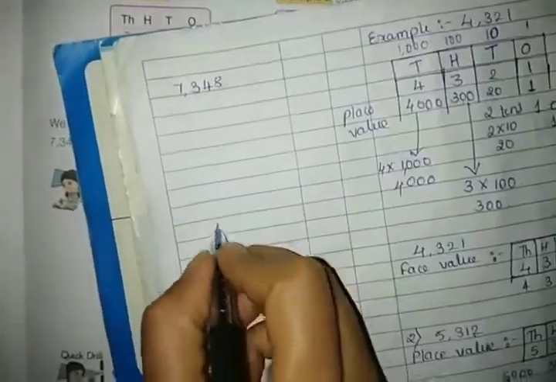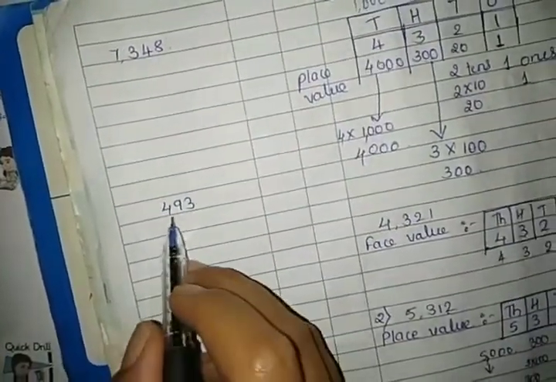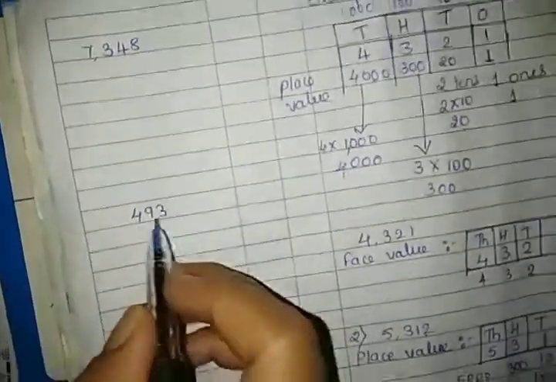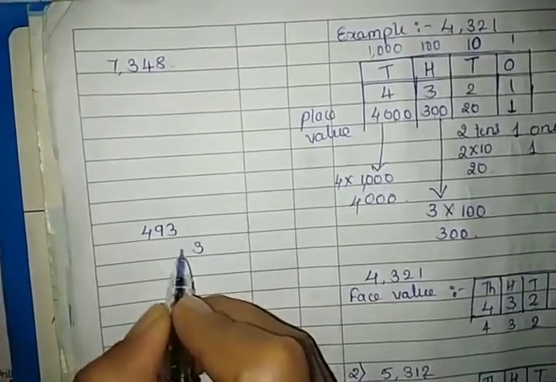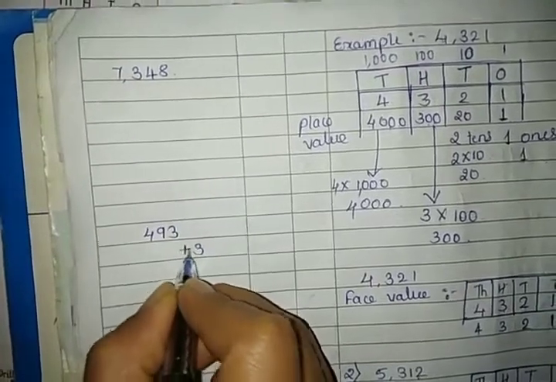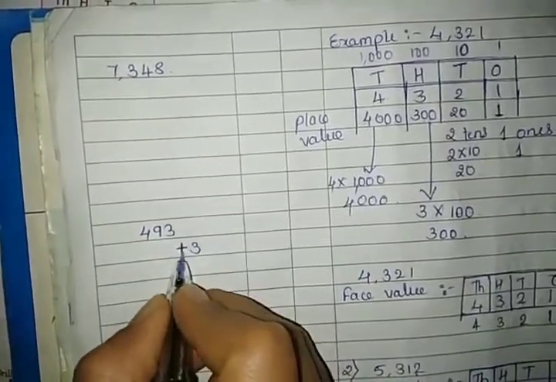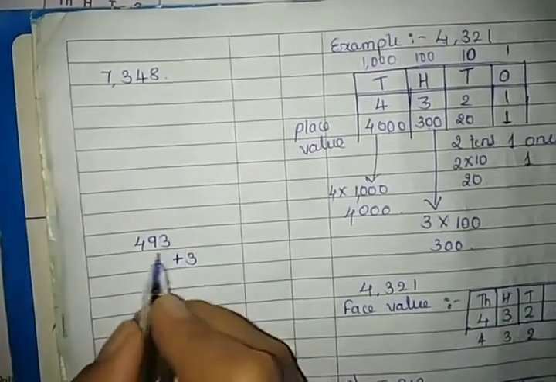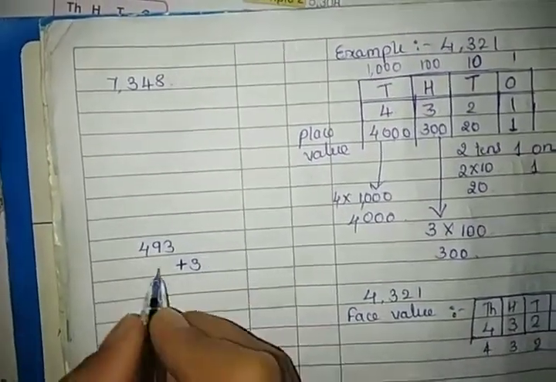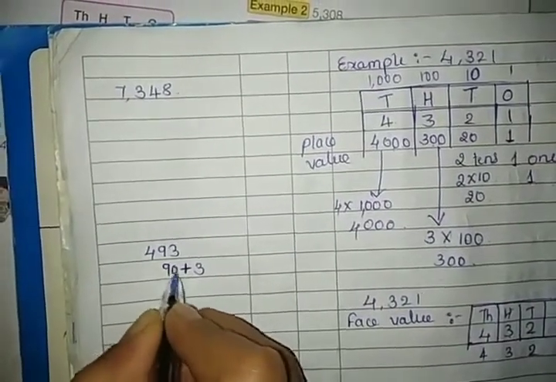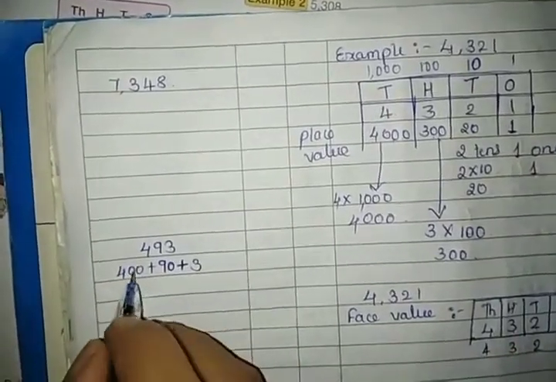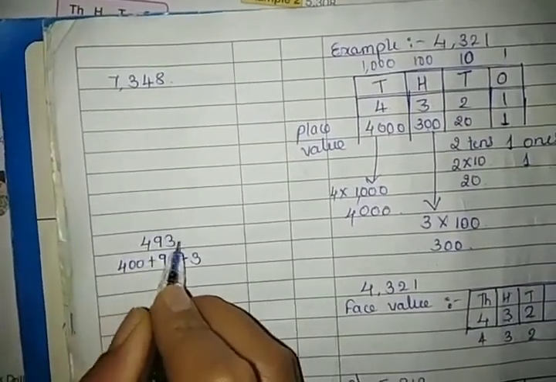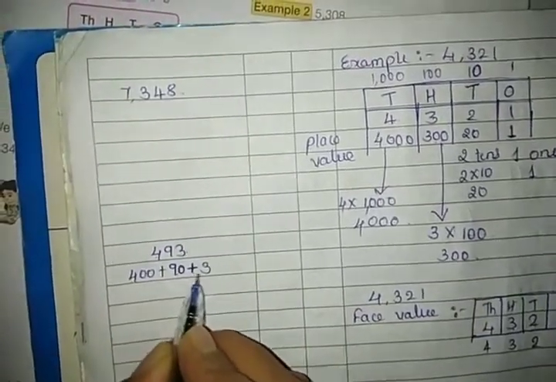See for example 493. This is a 3-digit number. How do you expand this number, children? 3 is in ones place, so write its value as 3 only, and after writing each place number, we have to put the plus sign. And 9 is in tens place, so its value will be 90. And this 4 is in 100 place, so its value will be 400. So the expanded form of 493 will be 400 plus 90 plus 3.